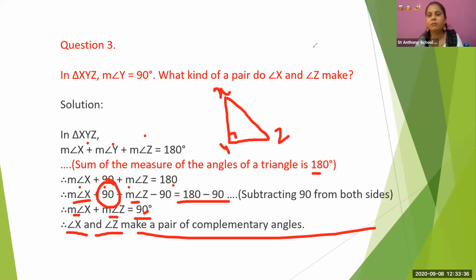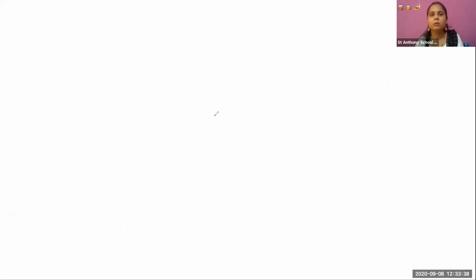Please pay attention, everyone. So the measure of angle Y is given. What is it? The measure of angle Y is equal to 90 degrees, as it is given, right? The measure of angle Y is given.